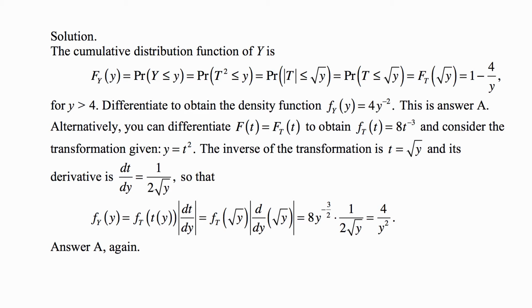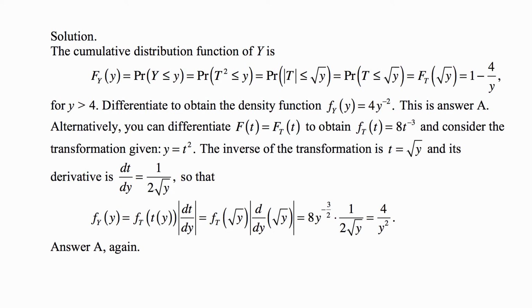So if we plug in the square root of y into the formula for the cumulative distribution function of t, then we get 1 minus 4 over y for y greater than 4. Because Y is equal to t squared and t has values from 2 to infinity, then Y, the square of it, has values from 4 to infinity. We differentiate this to obtain the density function, and that becomes f sub Y of y equal to 4 times y to the negative 2, and this is answer A.